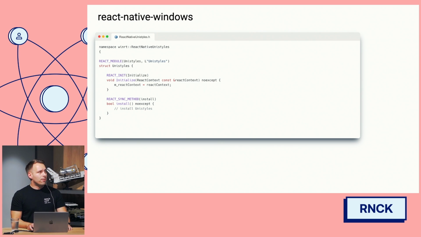And by default, React Native Windows will expose one more macro, React init. So it's like a constructor. It's not like a C++ constructor per se, but that's a constructor in React Native Windows. And here you will get React Native context. And of course, you can use synchronous methods, asynchronous methods, and so on. So that's the bare bone of the native module for Windows.